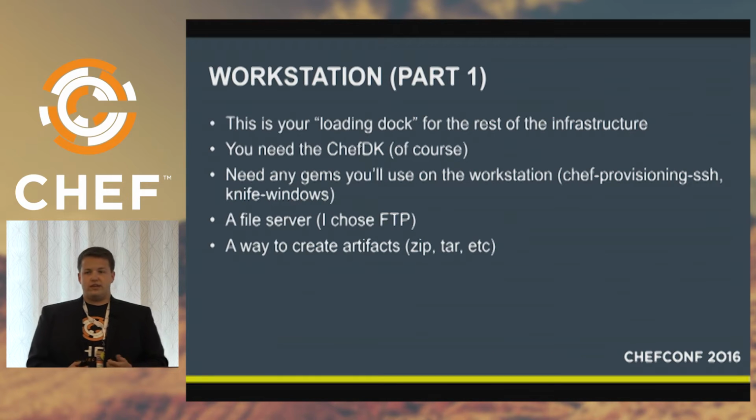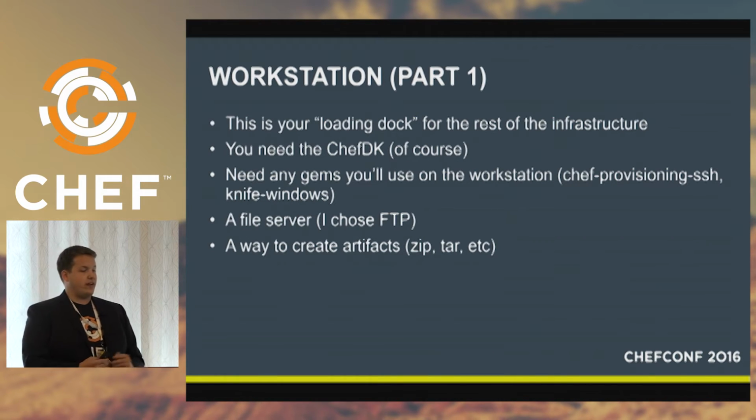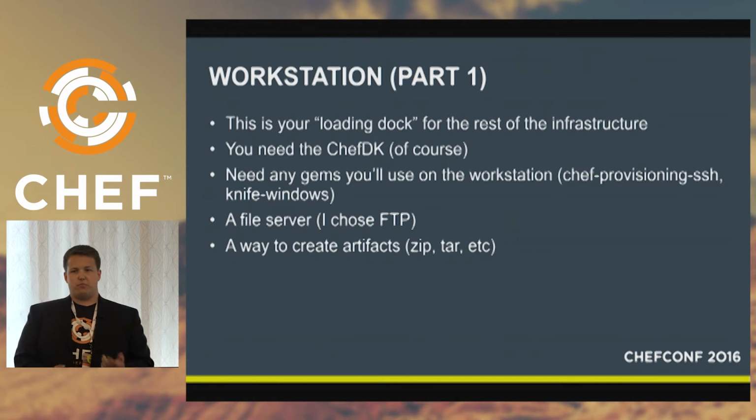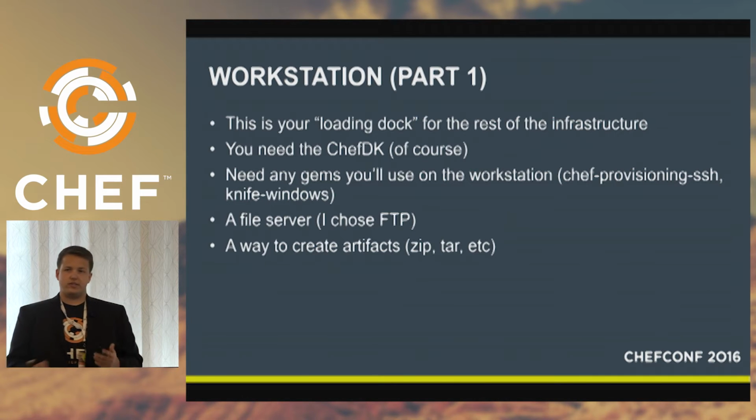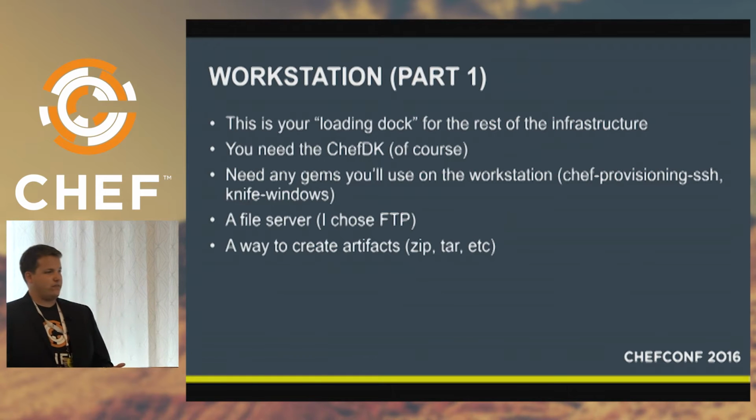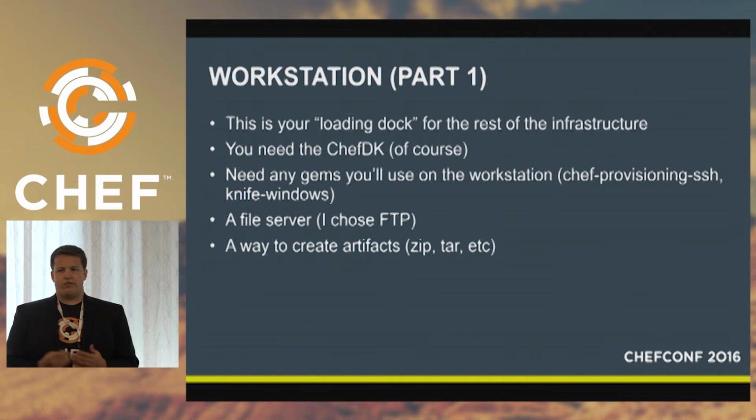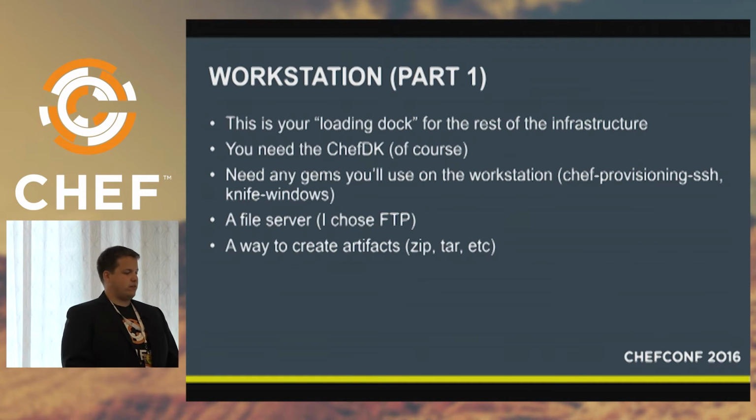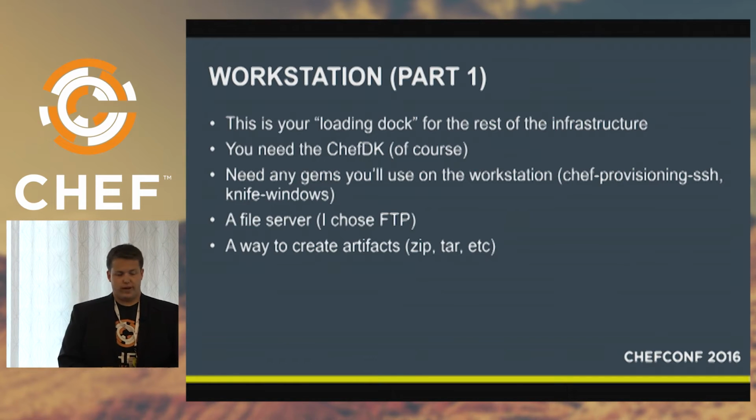So the stuff you're going to need is the Chef Development Kit. Duh. That's the first thing we're going to need. We need any gems you're going to use. So if you're going to use provisioning, you need to make sure you get the provisioning gems over to that system as well. If you're using Knife Windows to do Windows bootstraps, things like that. You need a file server of some sort. As you go through this process, eventually you're going to move into true artifact repositories and things like that. For the purpose of this demo, I chose running an FTP server and a way to create artifacts so they're easier to move than moving whole directories.